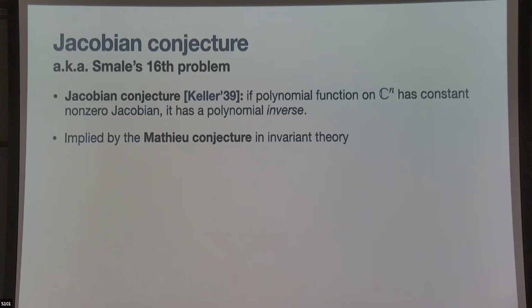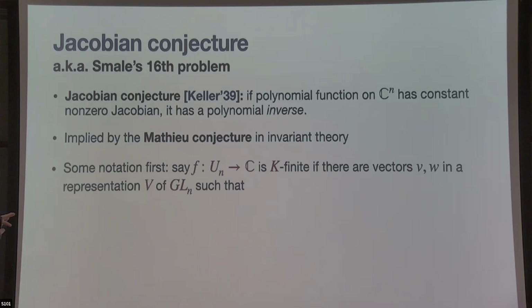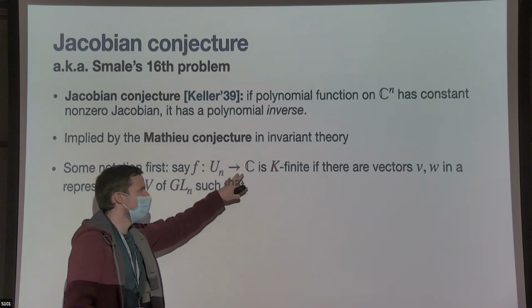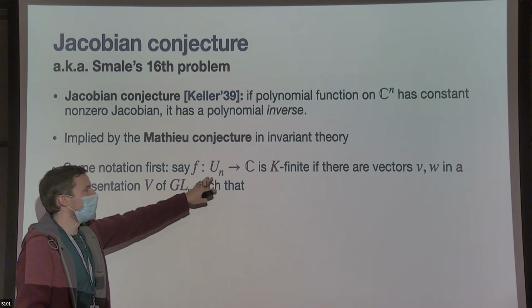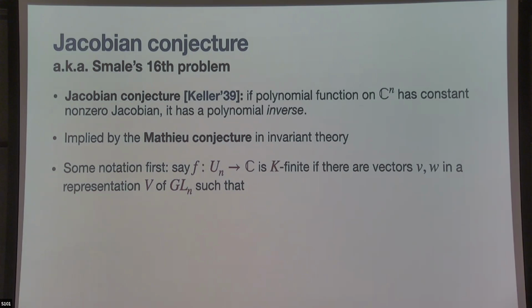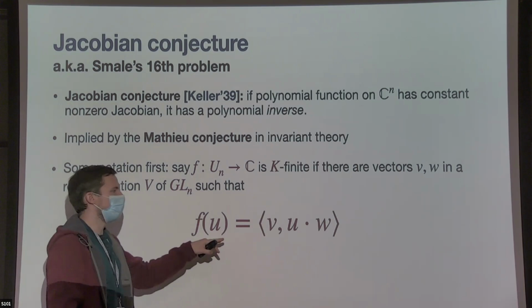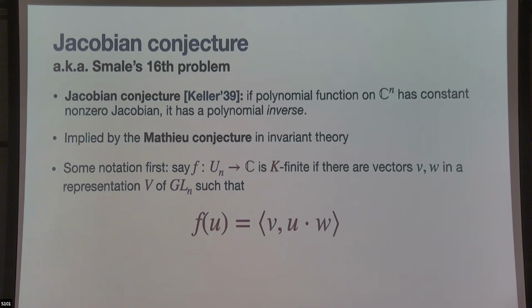But the way it relates to what I'm talking about today is that it's implied by another conjecture, called the Mathieu conjecture, which I'll need some notation to define. So we say that a function from the unitaries to C, you can define this for more general groups, but today I'm just going to talk about the unitaries, a complex valued function on the unitaries, is k-finite if there are two vectors v and w in some representation of GLn such that f of u is given by the inner product of v with u applied to w. So that's just a definition of a k-finite function.